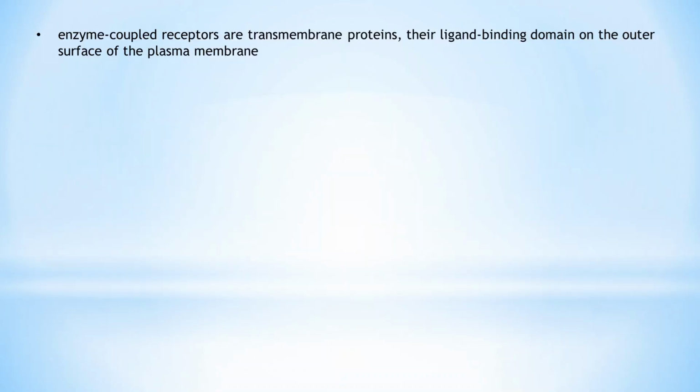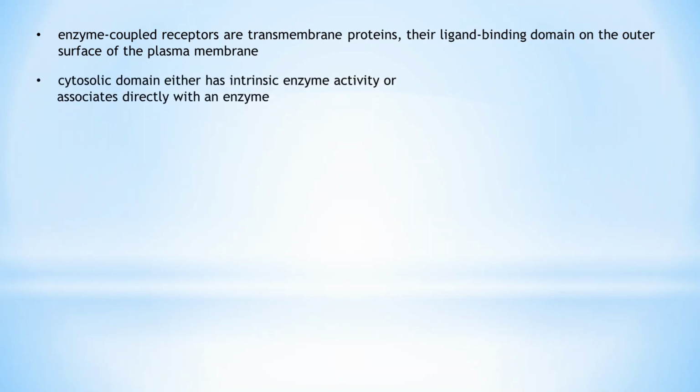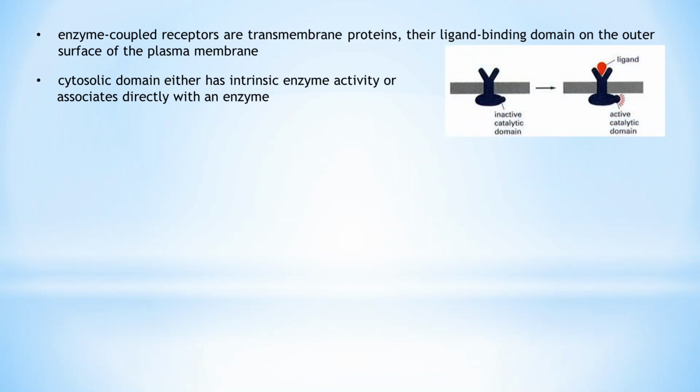Like GPCRs, enzyme coupled receptors are transmembrane proteins with their ligand binding domain on the outer surface of the plasma membrane. Instead of having a cytosolic domain that associates with a trimeric G protein, the cytosolic domain of enzyme coupled receptor either has intrinsic enzymatic activity or associates directly with an enzyme. Whereas a GPCR has 7 transmembrane segments, each subunit of an enzyme coupled receptor usually has only one.